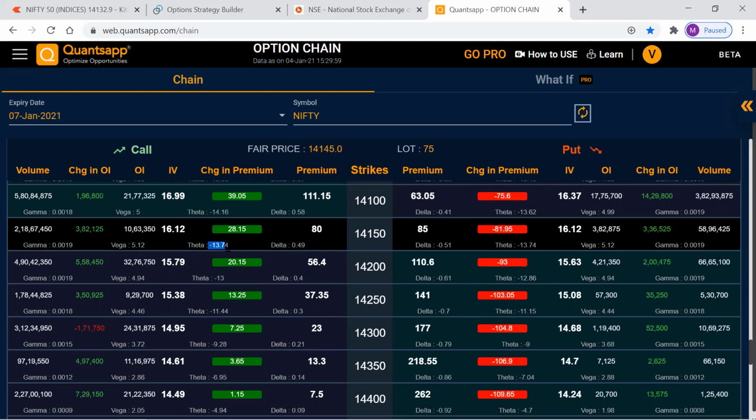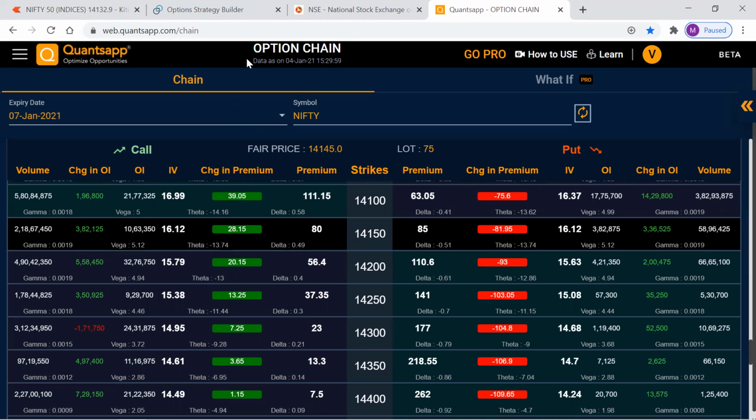And look at the theta, it is minus 13.74. So when these two are trying to increase the value of premium, theta will try to decrease the value of the premium. When they are closer to expiry, this minus 13 can become minus 40, 80, 120. Look at the value of theta. It's just minus 13 here. If it's Tuesday, it will be more. If it's Wednesday, the value of theta will be even more. If it is Thursday, then this value will be around minus 80, 90, 70.